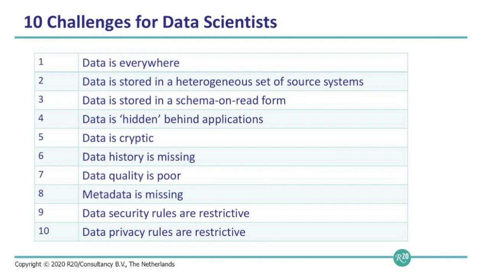Number three is a technical one. Data is stored in a schema on read form. I think with the introduction of Hadoop and cloud platforms, it has become quite common to store data in systems that do not understand the structure of the data. Call it schema on read. Right? For example, if customer address data is stored in the schema on read way, applications are not able to ask for the names of the customers from the northern region. Just an example. The point is the structure of the data is not known to the storage system.